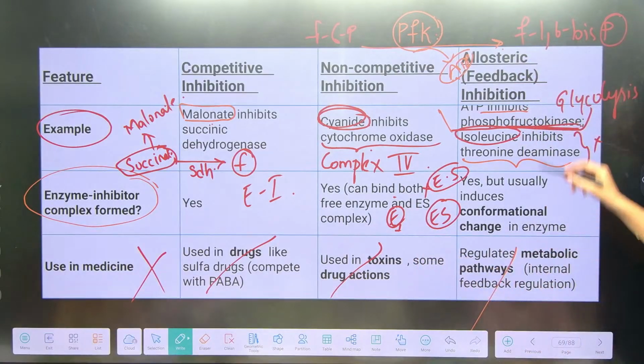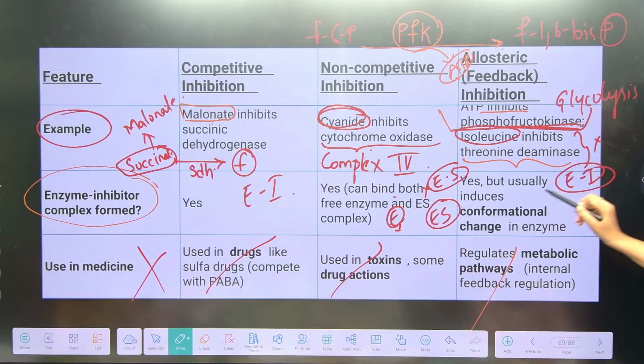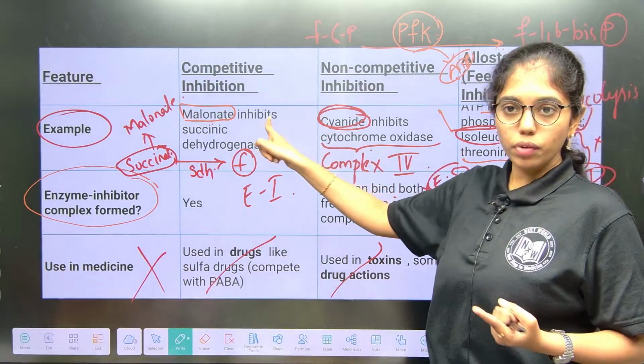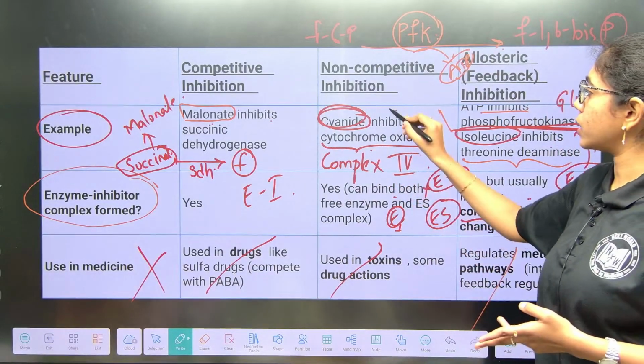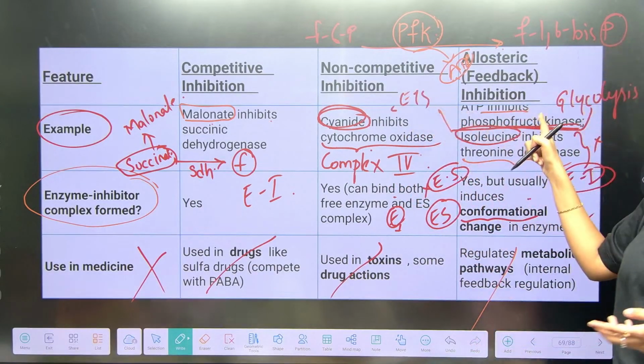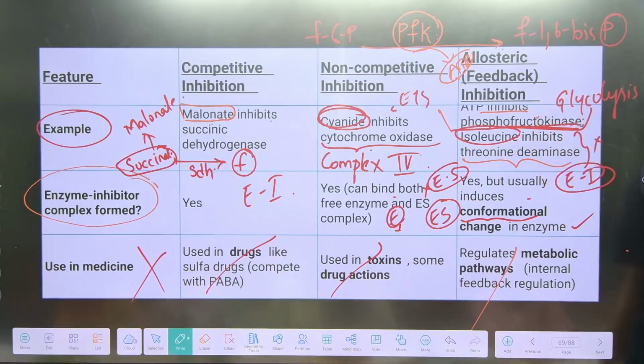Here in allosteric inhibition, enzyme inhibitor complex will be formed, but usually this induces what? Conformational change of the enzyme. These 2 points, that is it. Here the example is taken from TCA cycle. Here it is complex 4 of your electron transport system. Here it is third step of glycolysis.